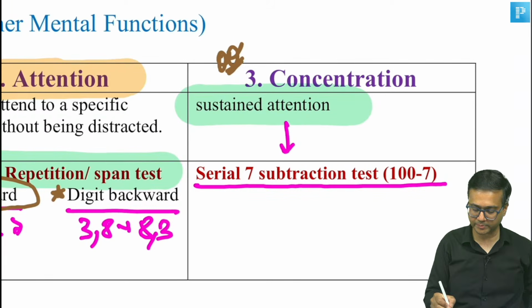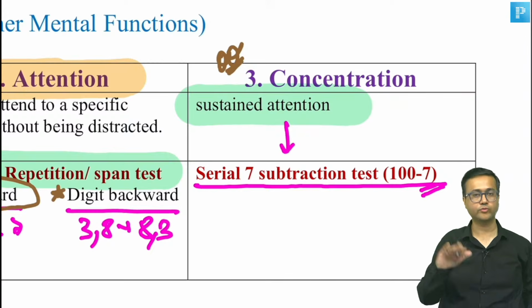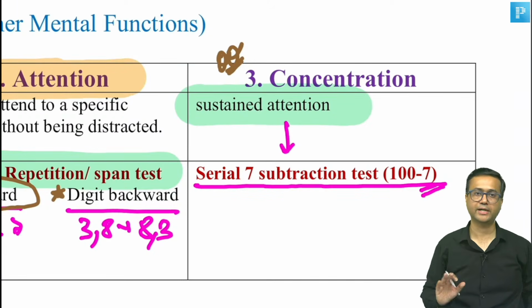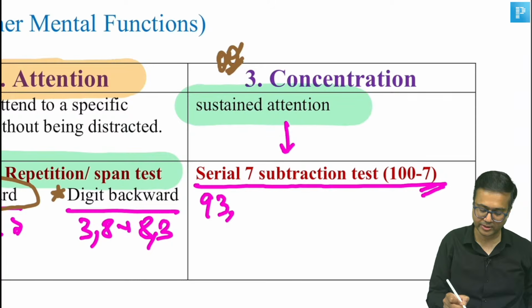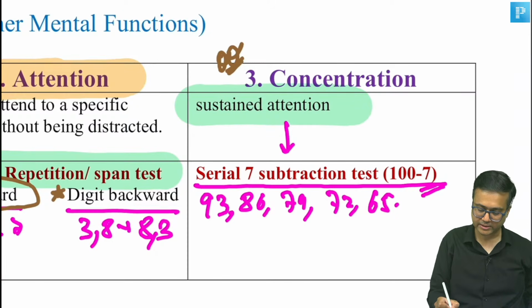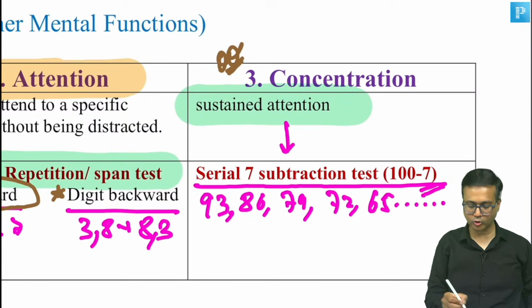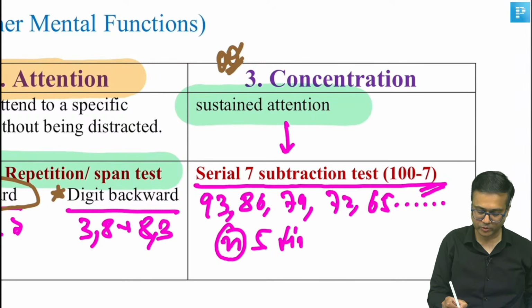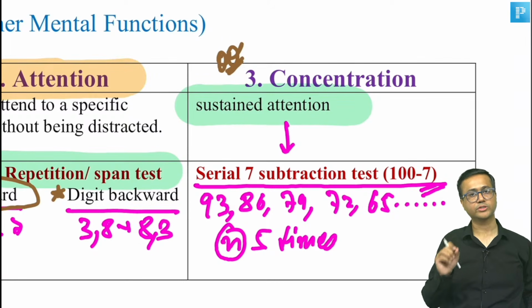In this, we ask the person to subtract 7 out of 100. Whatever the answer comes, keep on subtracting 7 till you can. Suppose the patient says 93, 86, 79, 72, 65, and he keeps on subtracting. So normally we say a person is able to do it up to 5 times. So we say that the concentration is intact.